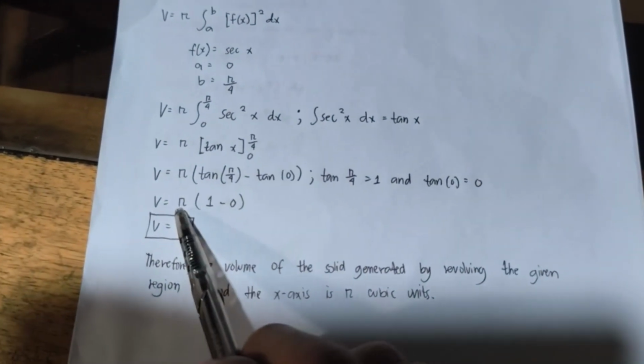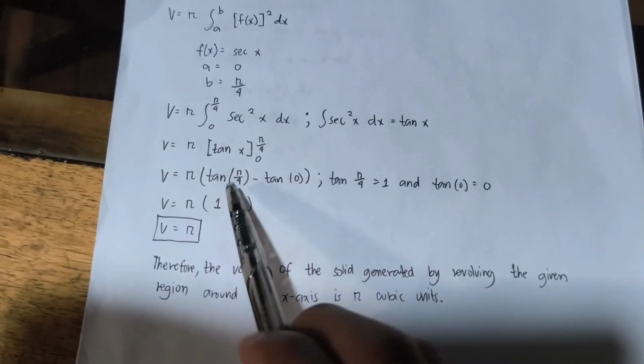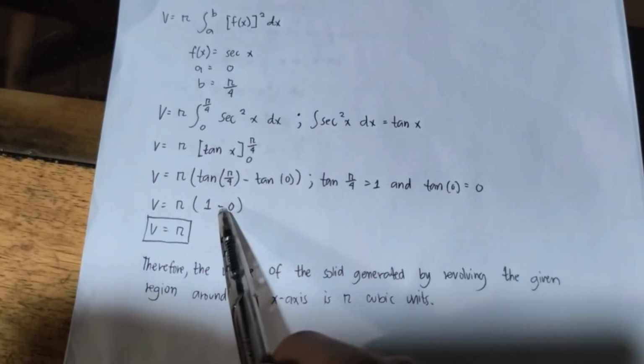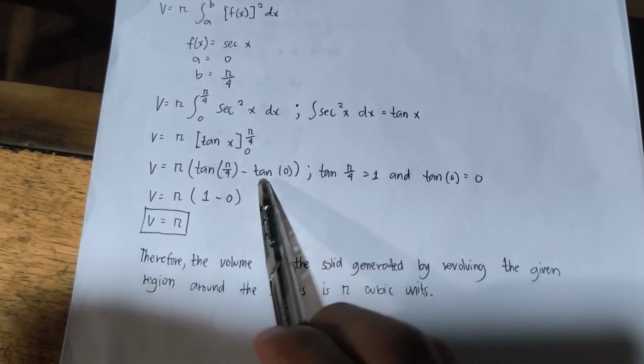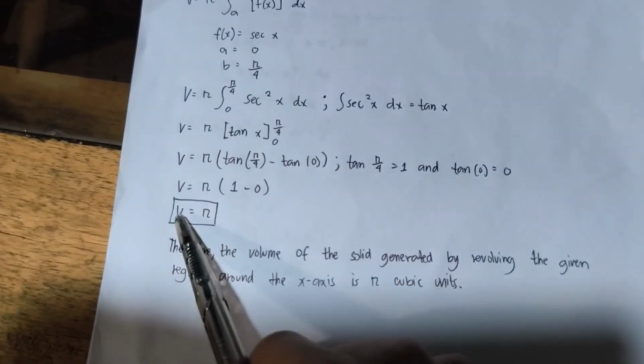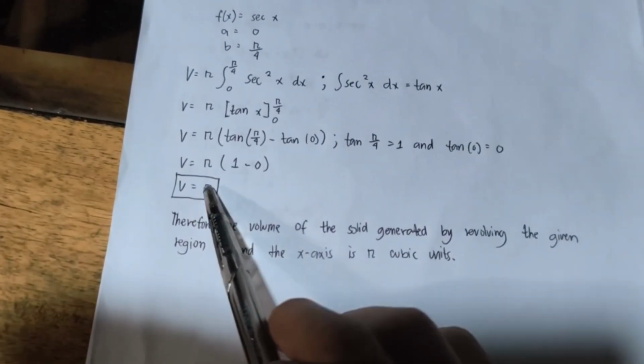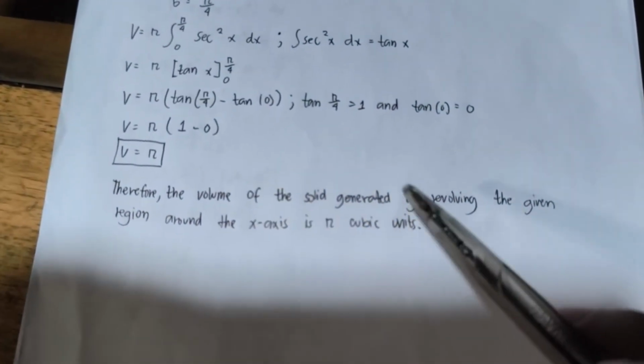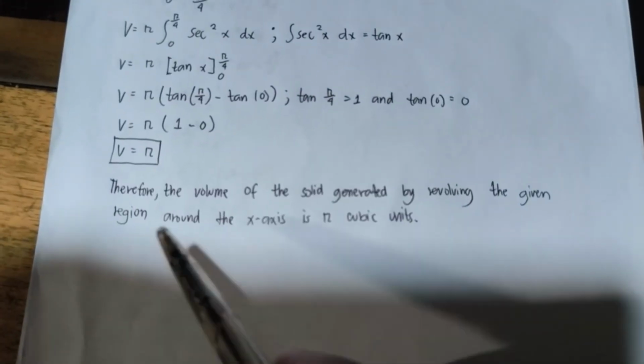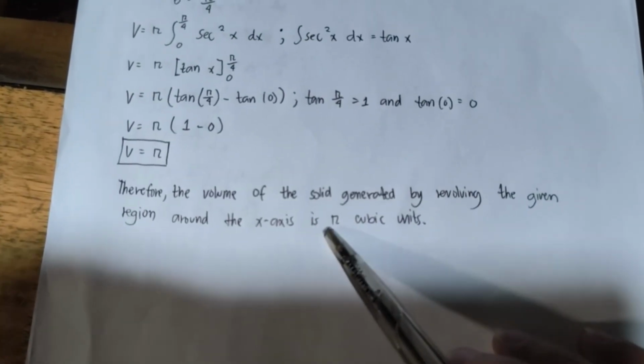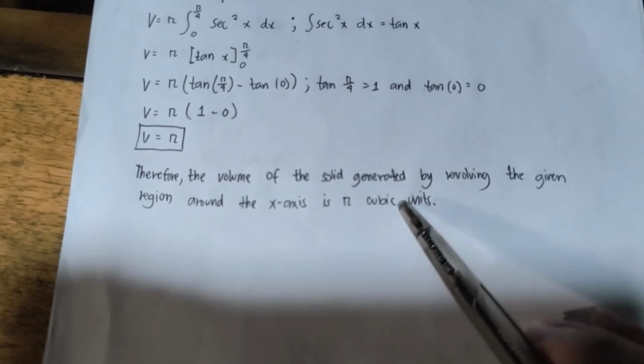So we have pi times 1, which is the tan pi over 4, and minus 0, which is the tan 0. So the volume is equal to pi. So therefore, the volume of the solid generated by revolving the given region around the x-axis is pi cubic units.